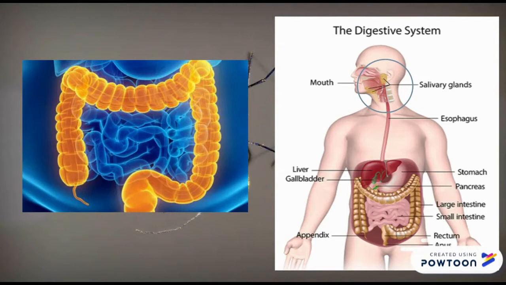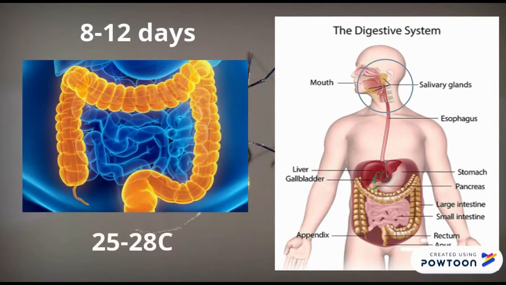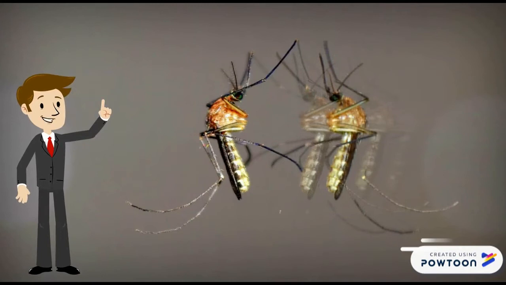feeding. It takes about 8 to 12 days for the virus to reach new hosts after being ingested by a mosquito when the climate temperature is between 25 to 28 degrees Celsius. And this period is called the extrinsic incubation period. And once a mosquito is infectious, it is capable of transmitting the virus for the rest of its life.